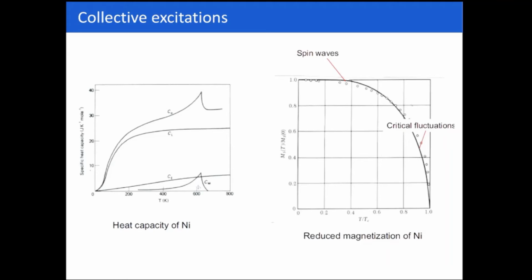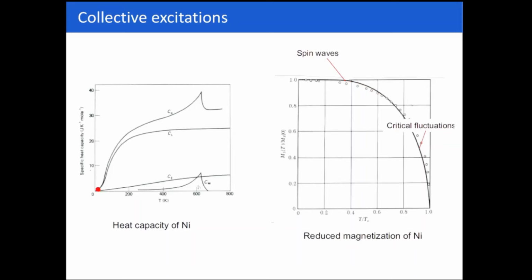So an interesting thing to note is this diagram on the right, which is the magnetization versus temperature of nickel. As we warm the system up, this first drop of the magnetization we can think of as being due to the excitation of spin waves. In fact, if you put in the spin wave theory and the dispersion of spin waves, you can predict quantitatively what this drop is.